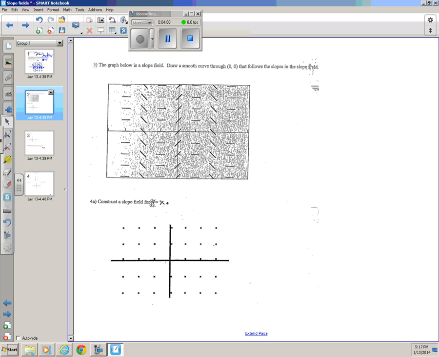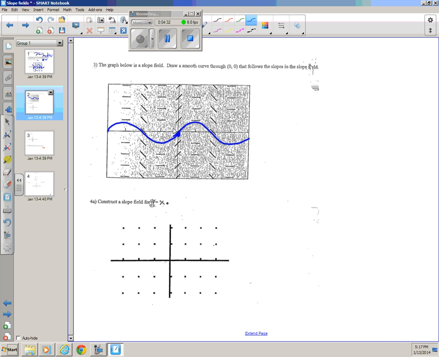Okay, so in question 3, they're telling us this is the graph of a slope field. So the little line segments at each point have the same slope as the original function. So they want us to draw a smooth curve through 0, 0. So 0, 0 must be a point on our original graph. And we're just going to try to trace out the shape of our original function. So we can see this is the sine curve, and its derivative would be cosine x.